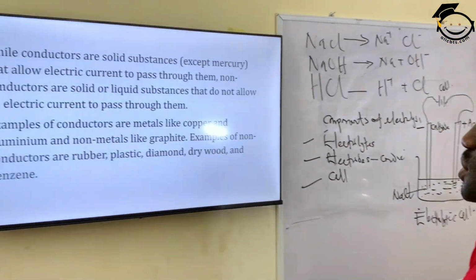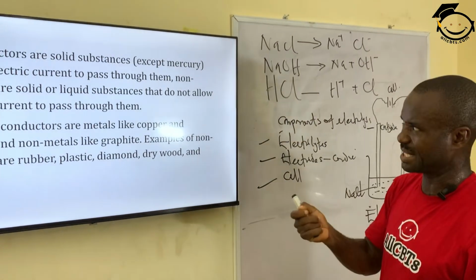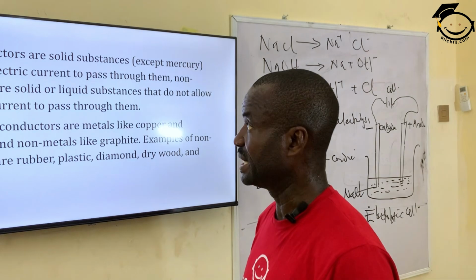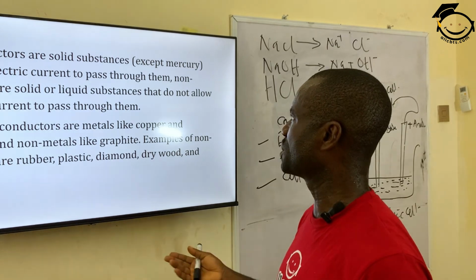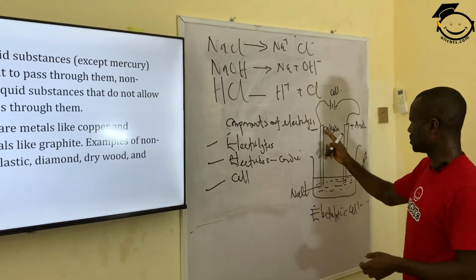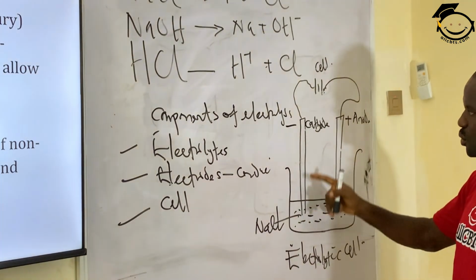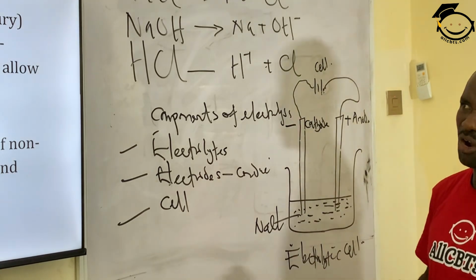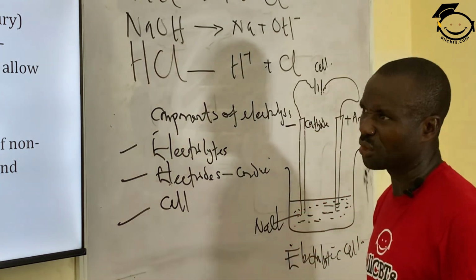Why are conductors solid substances except mercury? Like we said, these are conductors. They are made up of solid material except mercury. Only mercury is in the molten state, yet it conducts electricity. Conductors allow electric current to pass through them. Non-conductors are solid or liquid substances that do not allow electric current. You discover that current enters into this system through the cathode like this and back to the anode and continues like this. Because these materials allow current to pass through them, they are called conductors. Those that do not allow current to pass through are called non-conductors.